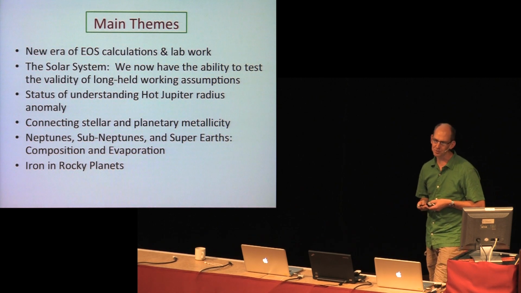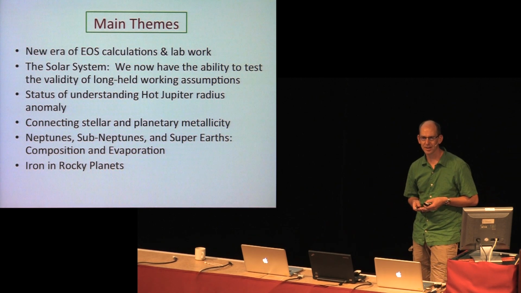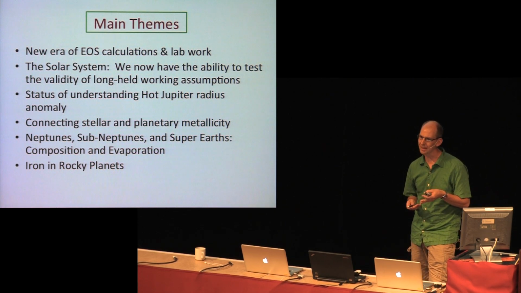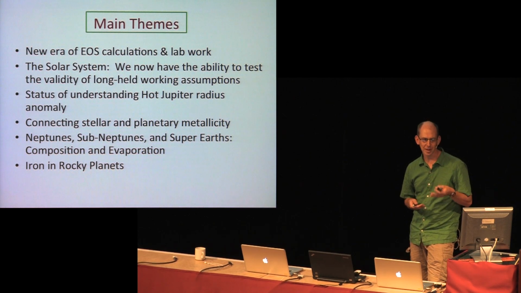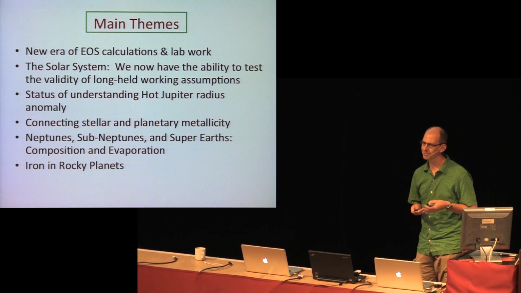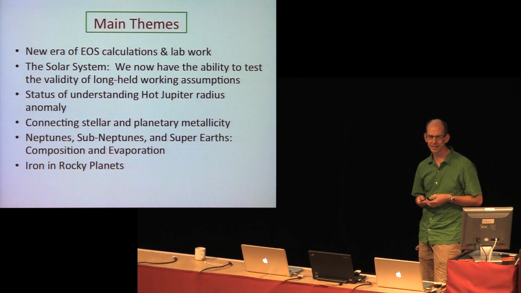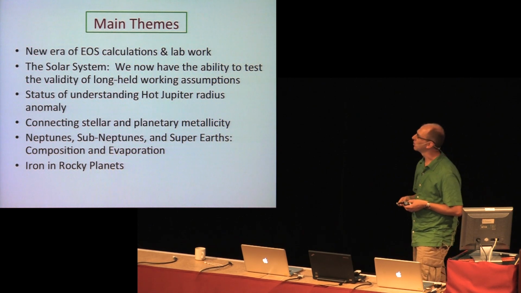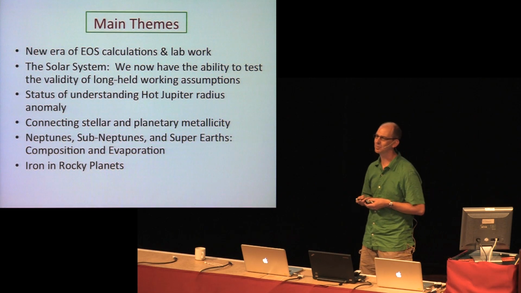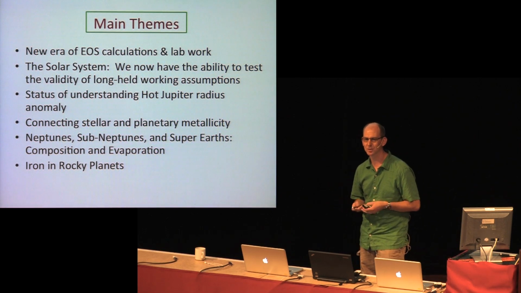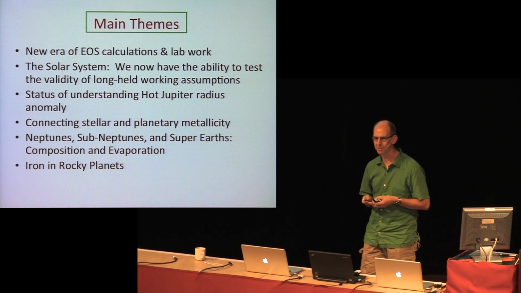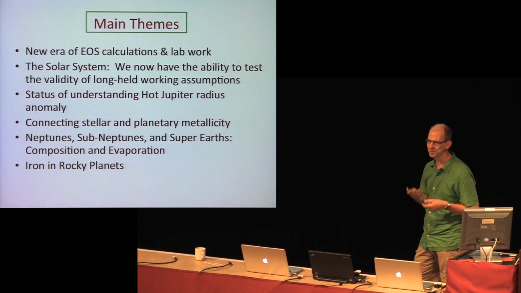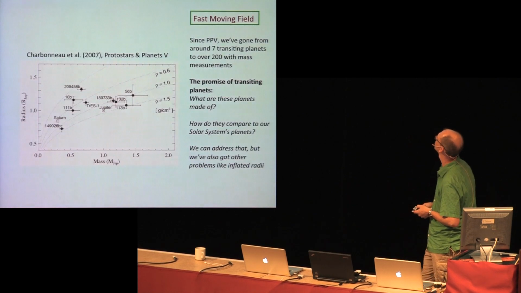We'll also talk about hot Jupiters and the radius anomaly, what causes the radius inflation of hot Jupiters. We'll connect stellar metallicity to planetary metallicity for gas giant planets. And then at the end, we'll go down the mass scale to Neptunes, sub-Neptunes, and super-Earths, and also talk a little bit about iron in rocky planets. Most of the action these days in terms of exoplanets is in the giant planets, so that's mostly what we'll focus on in this talk. The chapter also focuses quite a bit on rocky planets as well, but we have to pick and choose for the talk today.